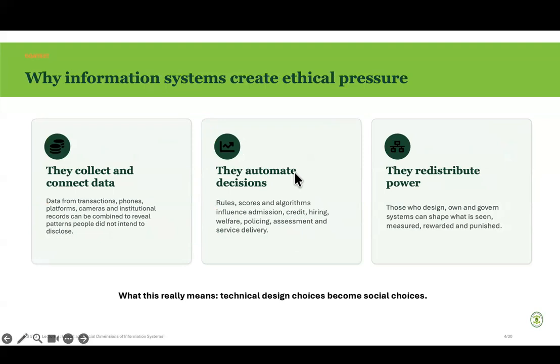Okay, information systems, as we have seen in lecture one, create ethical pressures on all of us because they do three things extremely well and at a very large scale. Information systems collect and connect data.